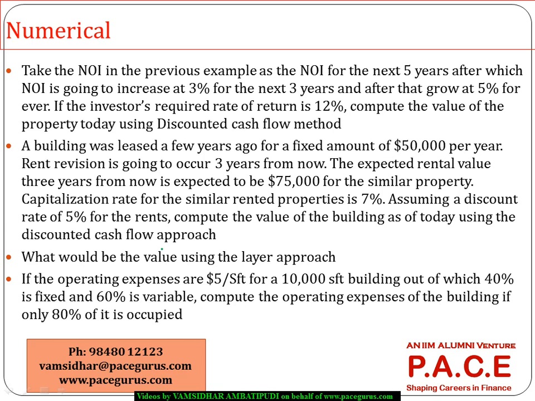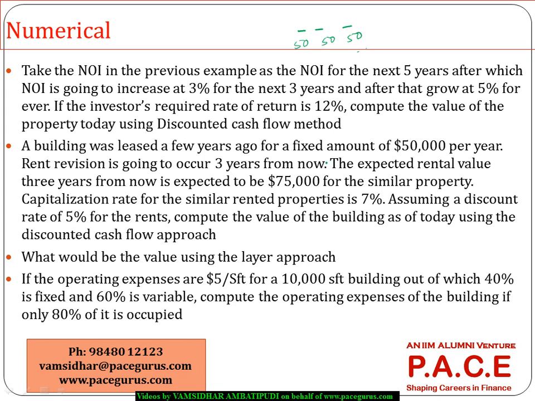So one more thing you see here. A building was leased a few years ago for a fixed amount of $50,000 per year. The rent revision is going to occur 3 years from now, which means in the next 3 years, it is the 50,000 that is going to be paid by the lessee. And the expected rental value 3 years from now is going to be 75,000. So at the end of 3 years, the expected rent is going to be 75,000 per year for a similar property.